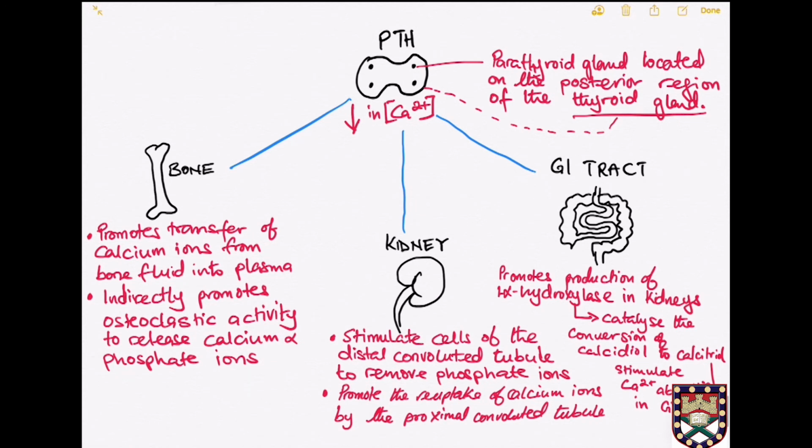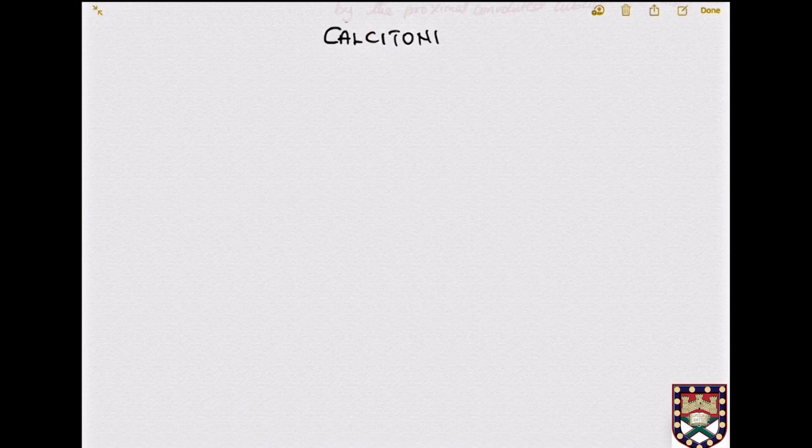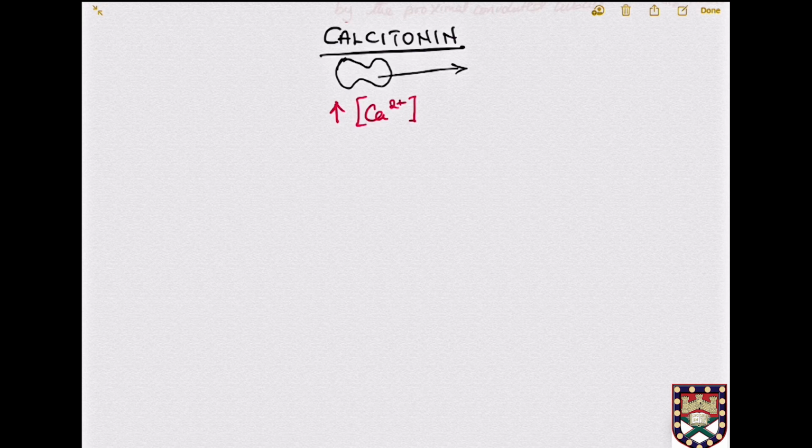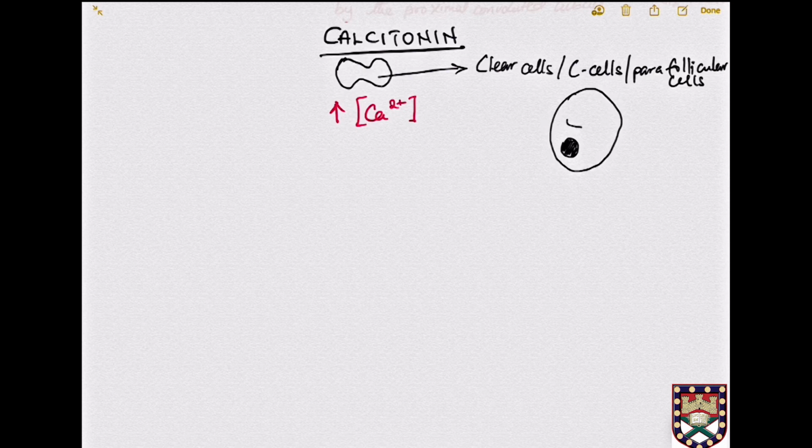So far, we have discussed how hypocalcemia is dealt with by the body. Now let's try and understand how the body deals with hypercalcemia, that is high levels of plasma calcium concentration. When plasma calcium concentration is elevated beyond the physiological range, clear cells, also known as C cells, also known as parafollicular cells, located within the thyroid gland recognize this change and secrete the hormone known as calcitonin into the blood.